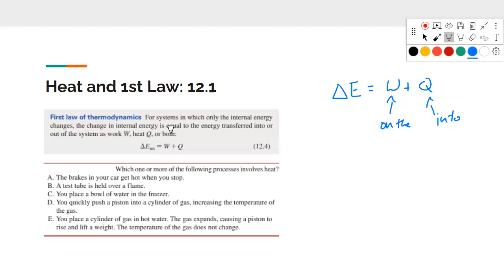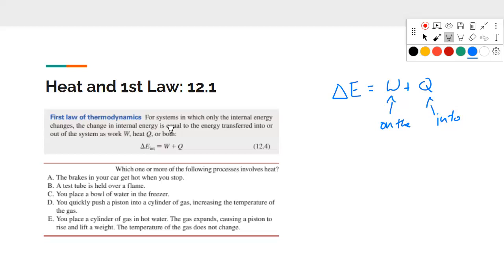So they're called like fire pistons or something if you want to get one. Anyways, you place a cylinder of gas in hot water, the gas expands, causing a piston to rise and lift a weight. The temperature of the gas does not change. So you can see we can start to make these problems more complex very quickly.